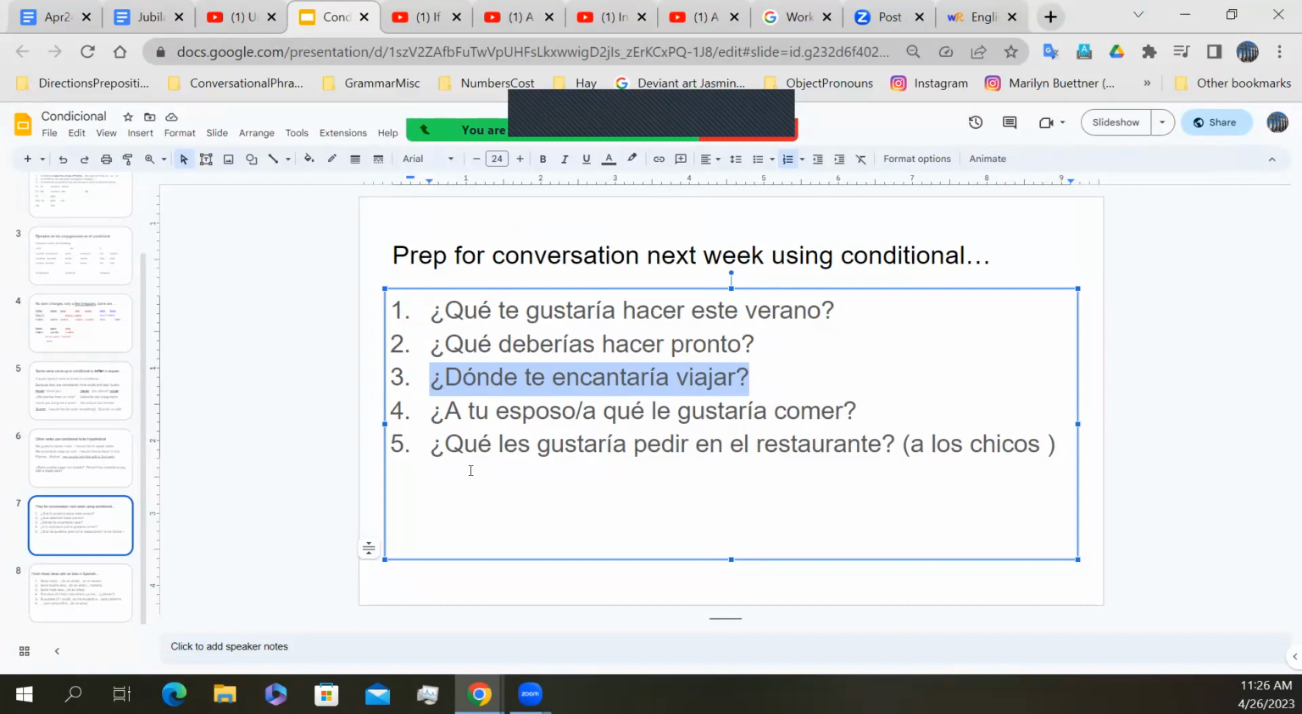¿Dónde te encantaría viajar? Where would you love to travel? ¿Dónde te encantaría viajar? Me encantaría viajar a Italia. Me encantaría viajar a Italia, a Venecia, Florencia, Roma. Sí, Milano, quizás, ok, sí.